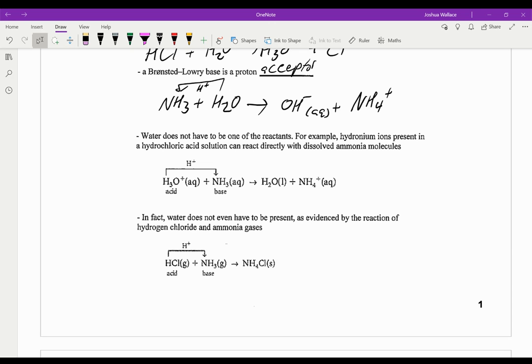Water does not have to be one of the reactants. For example, hydronium ions present in a hydrochloric acid solution can react directly with dissolved ammonia molecules. So we can have this acid, H3O plus, reacts with NH3 to produce H2O and NH4 plus. In fact, water does not even have to be present, as evidenced by the reaction of hydrogen chloride and ammonia gas. So we have HCl and NH3 producing NH4Cl. So water does not have to be present as a reactant in Bronsted-Lowry theory.